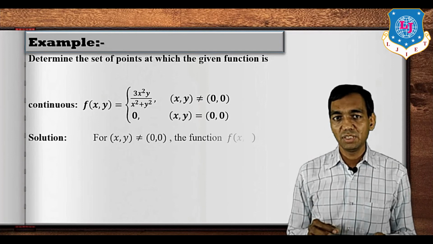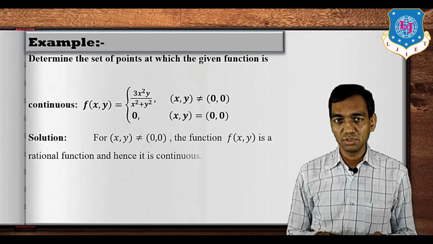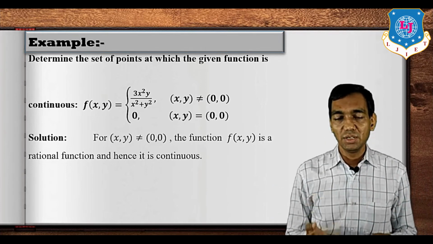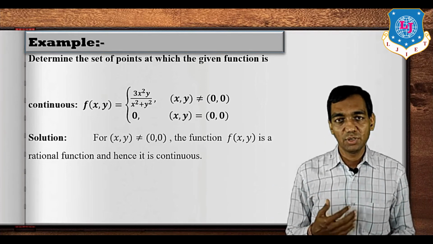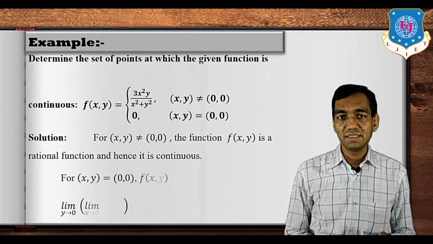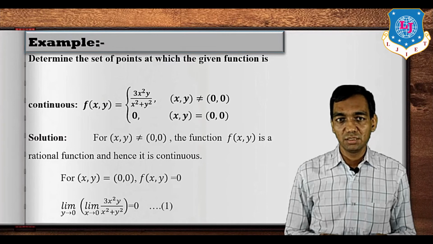So we start with points not equal to (0, 0). For (x, y) not equal to (0, 0), your function is defined in the form of a rational function and therefore it is continuous everywhere other than (0, 0). Now we start with the point (0, 0).